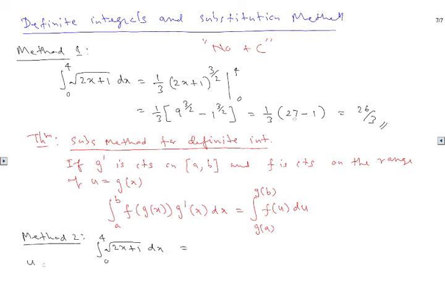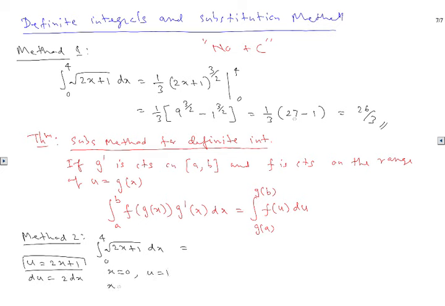So what is that? u equals 2x plus 1. That was the substitution. And then we calculate du, which is 2 dx. Now we're going to calculate the new limits in terms of u. Here the limits are for x, so we calculate this. When x equals 0, what do you get? You get u equals 1, right?